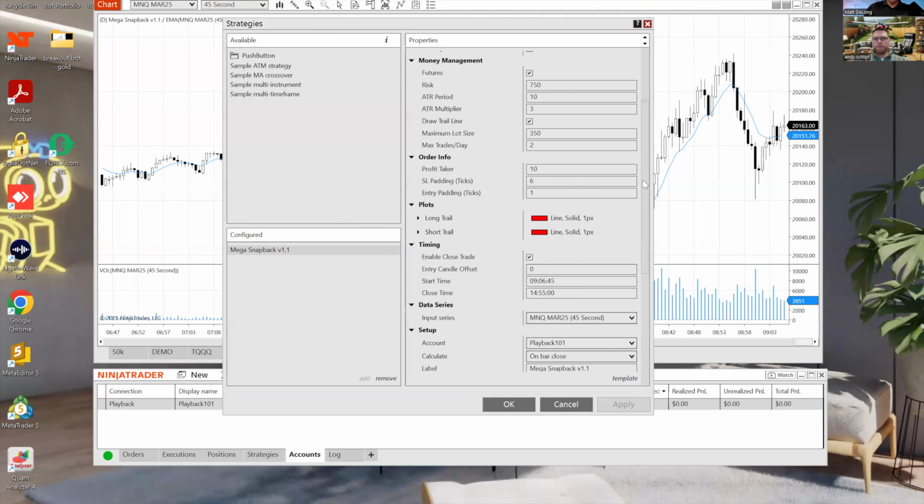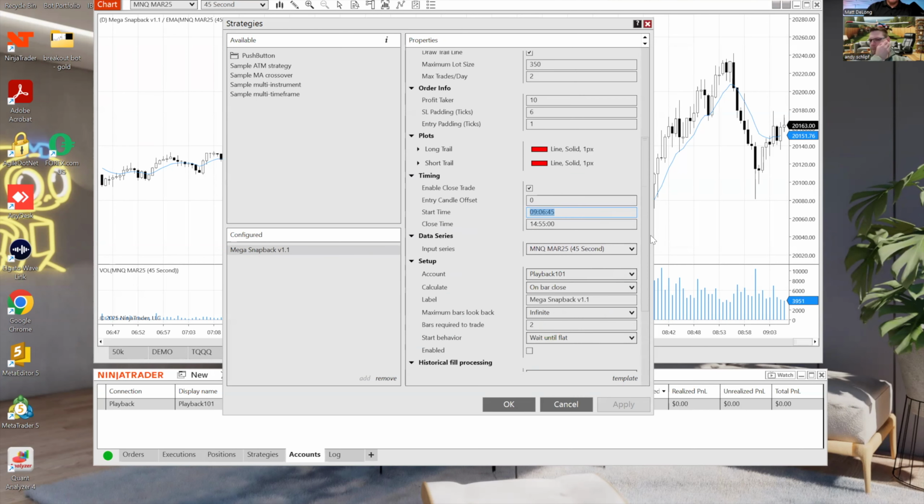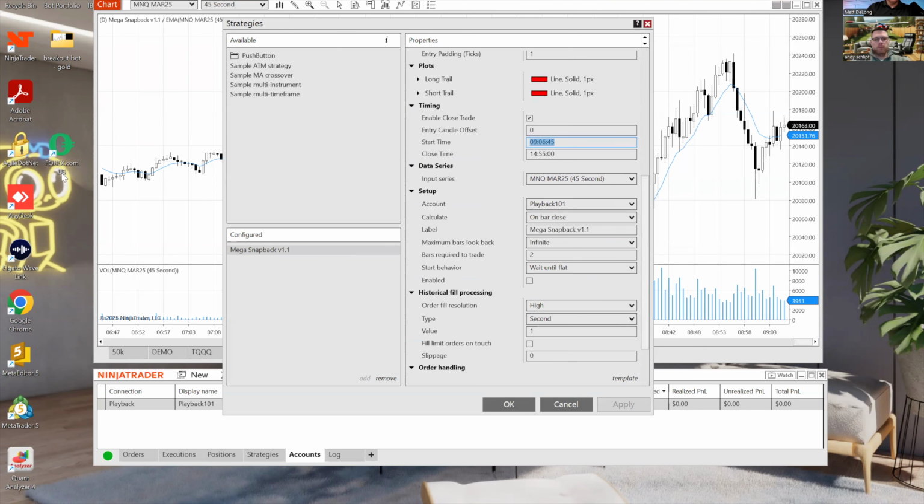Now, what I'm going to show you is set up to run at 9:06 a.m. And what you might notice is that this is run on MNQ. And you guys see what kind of minute chart this is running on? This is running on a 45-second chart. Now, I haven't done a whole lot of backtesting on the 30-second or 45-second charts, but I did run a few backtests recently and it actually worked out pretty well.